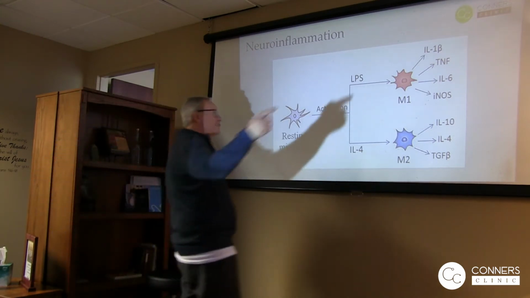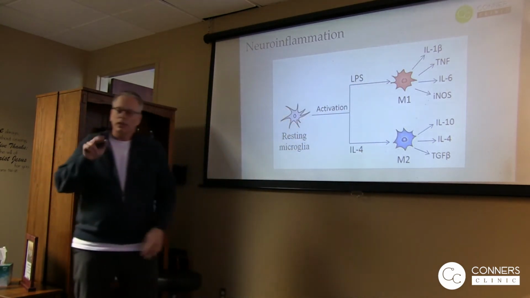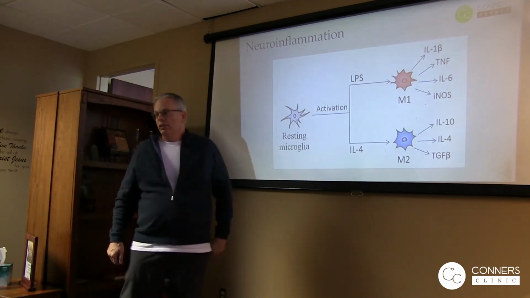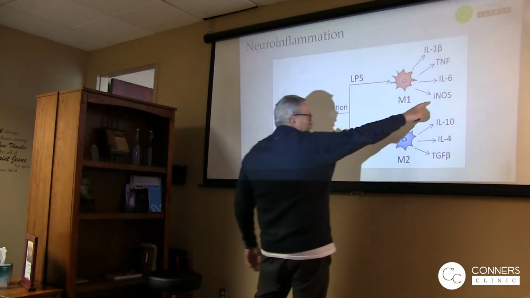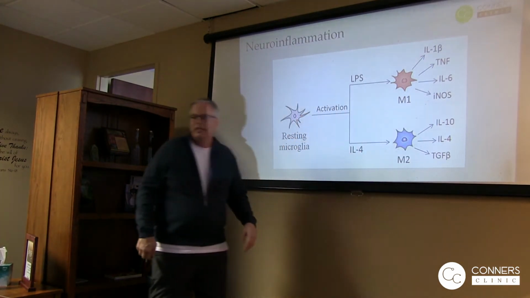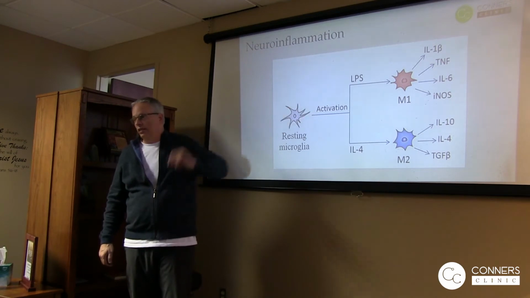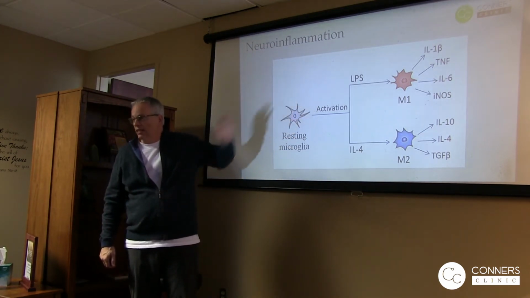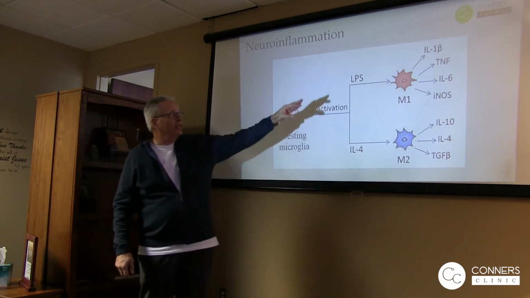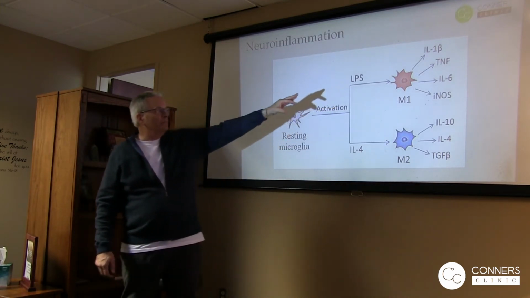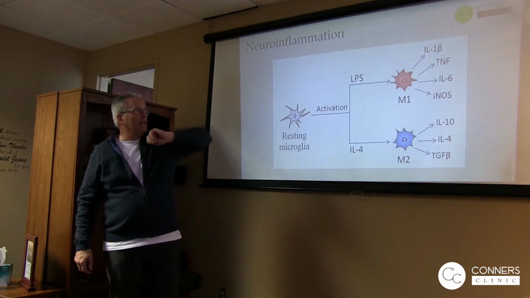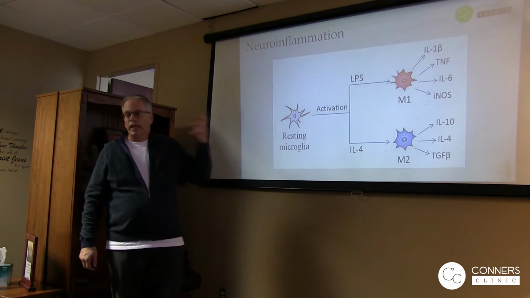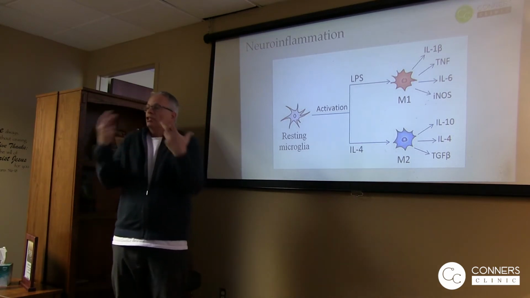The problem is that if they stay in the M1 state, and we're going to talk about why they would, they're spewing out all these inflammatory cytokines. iNOS, that is inducible nitric oxide synthase. That's IL-6, that's a very highly inflammatory cytokine. TNF alpha and IL-1B, these are inflammatory cytokines. So in the M1 state, they just sit there and spew out.